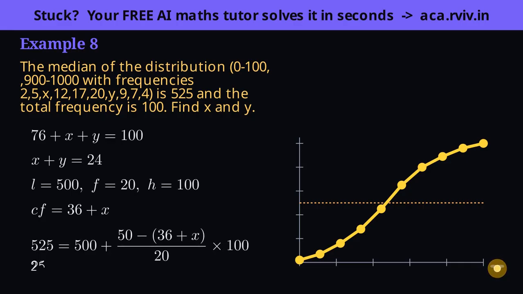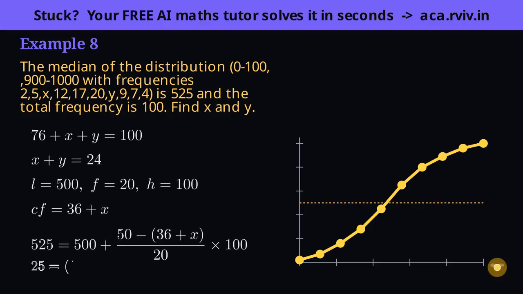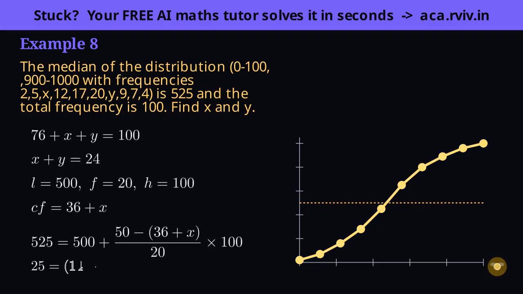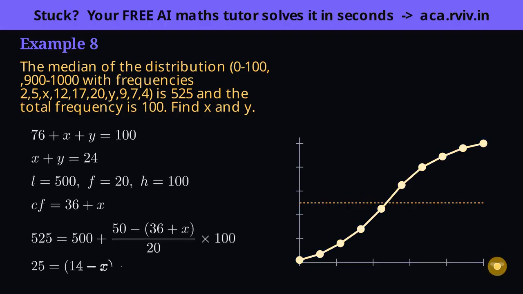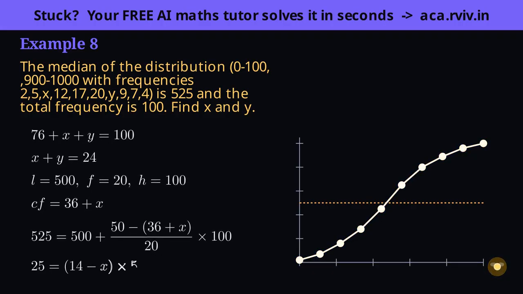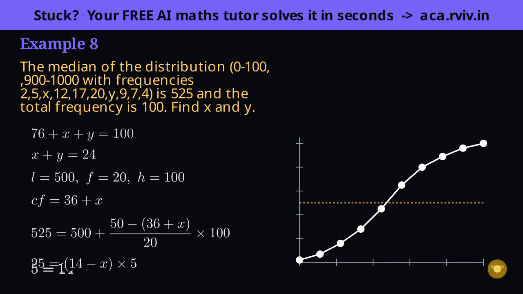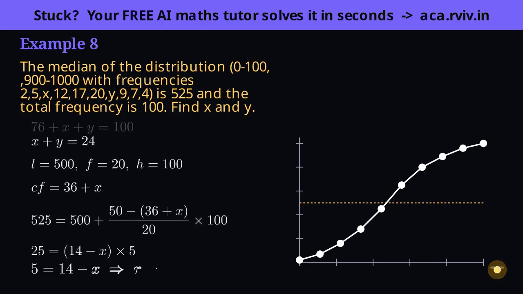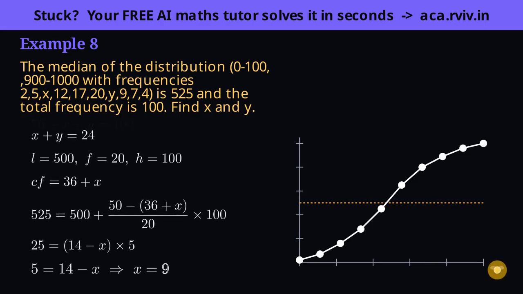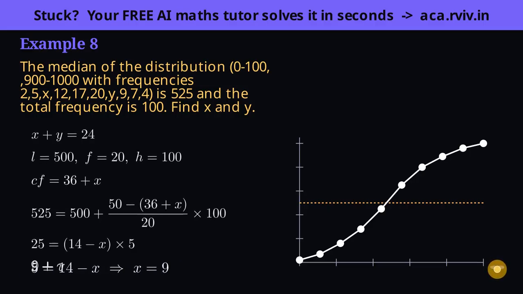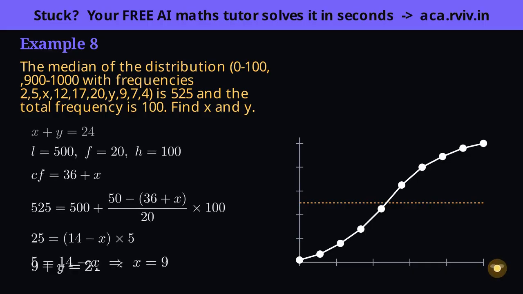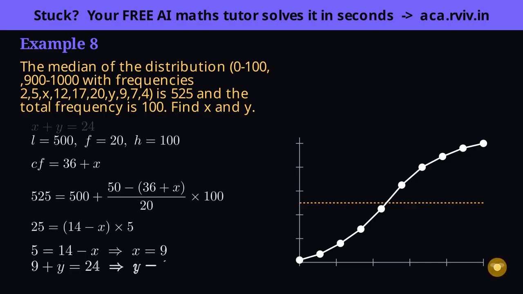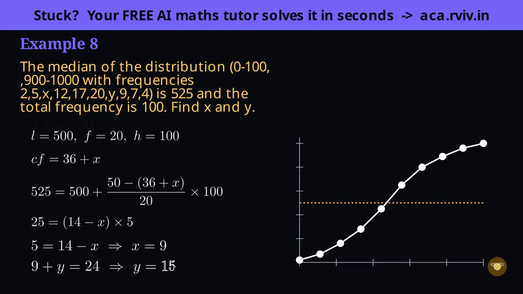Subtract 500 from both sides to isolate the walk-forward term. The 100 over 20 simplifies to 5, leaving 25 equals 14 minus x, all times 5. Divide both sides by 5 and rearrange. 5 equals 14 minus x, so x is 9. Finally, use our first equation. Put x equals 9 back into x plus y equals 24, and y must be 15.